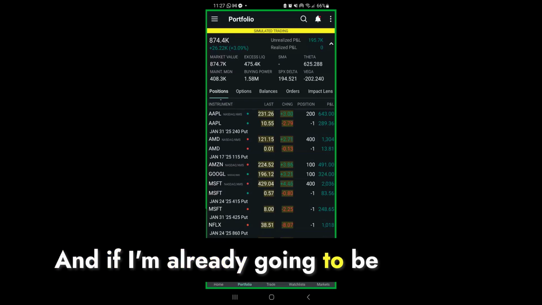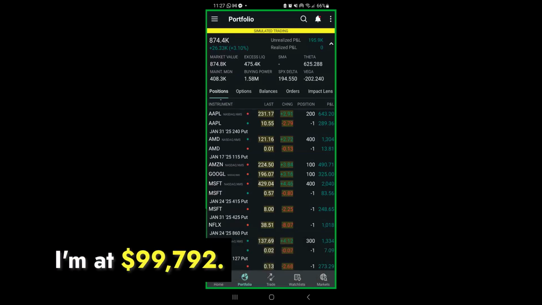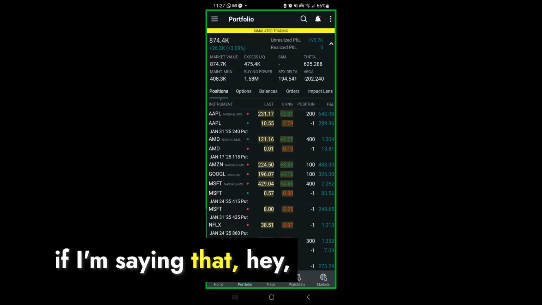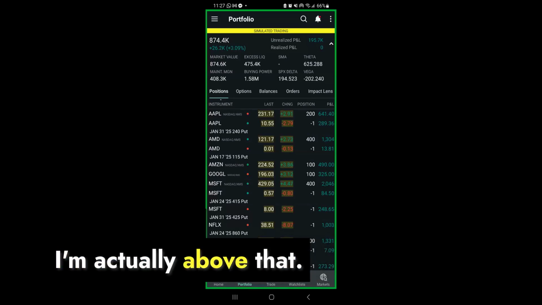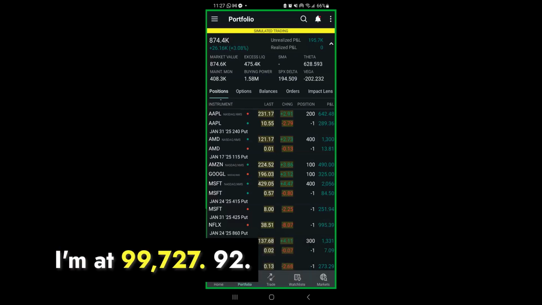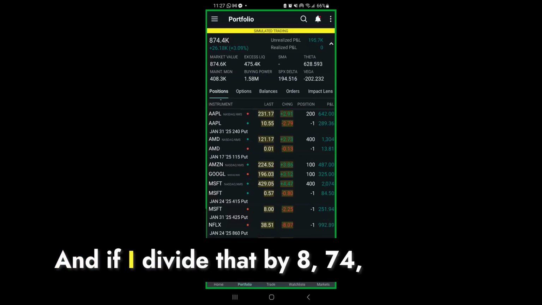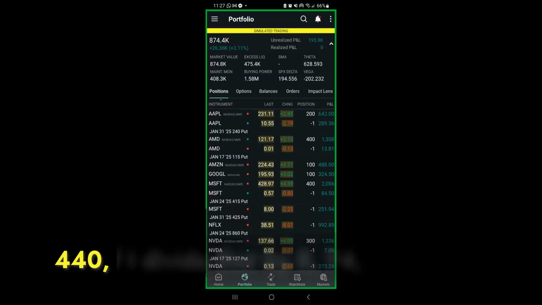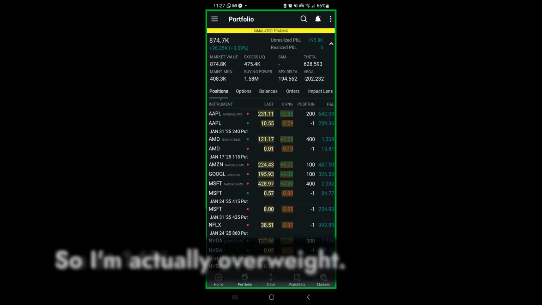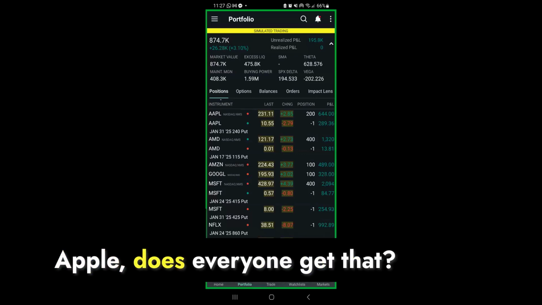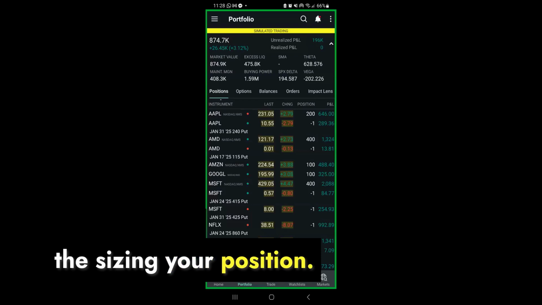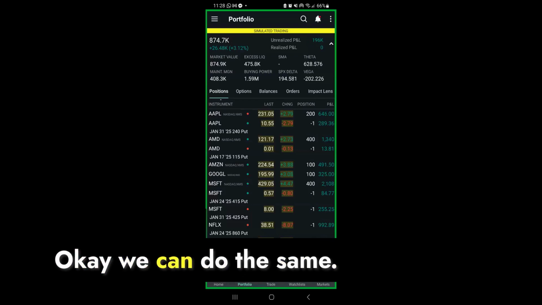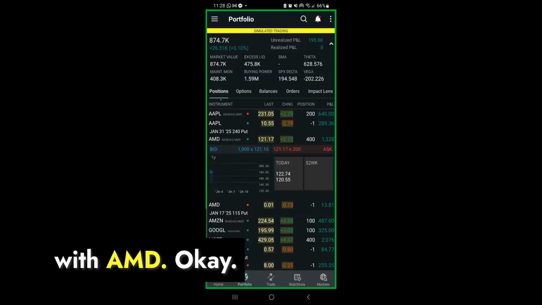Okay. And if I'm already going to be buying 300 shares of it, I'm at $99,792. So theoretically, if Apple is something I want about 10% exposure to, I'm actually above that. I'm at 99,792, and if I divide that by 874,440, I'm at 14%. So I'm actually overweight Apple. Does everyone get that? That's very important in terms of sizing your position. Okay. We can do the same thing with AMD.